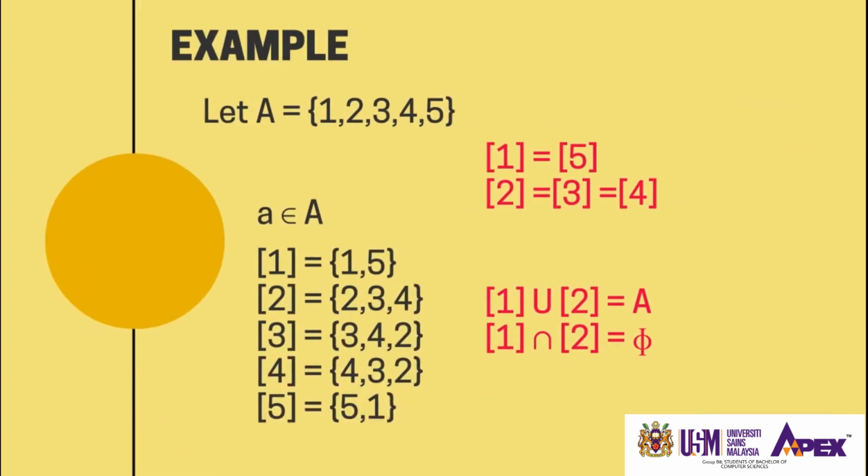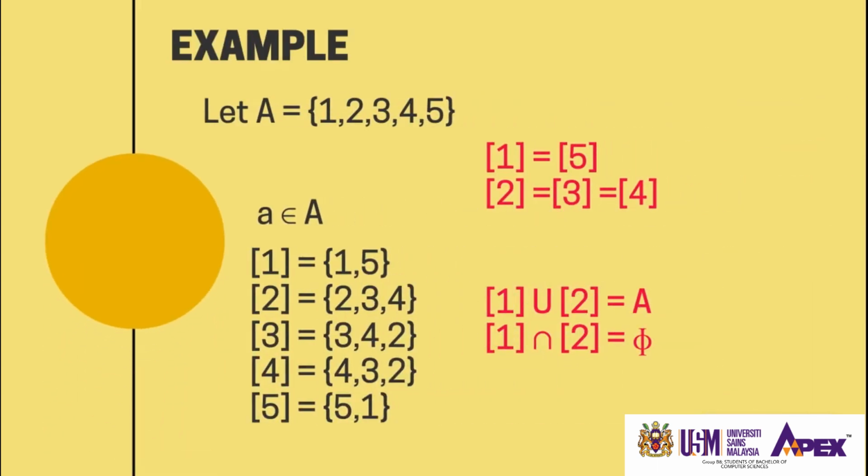What we can see here is that equivalence class 1 is the same as equivalence class 5, and equivalence class 2 is the same as equivalence classes 3 and 4. So clearly, when we union equivalence class 1 with equivalence class 2, we have set A, and when we intersect equivalence class 1 and equivalence class 2, we get the empty set.